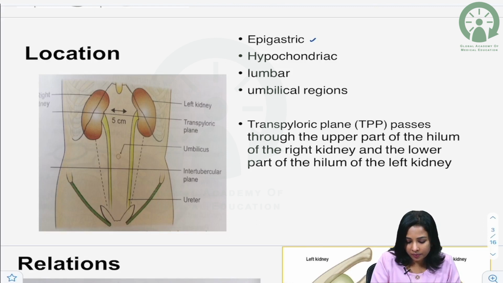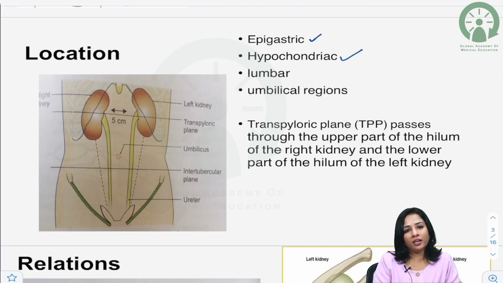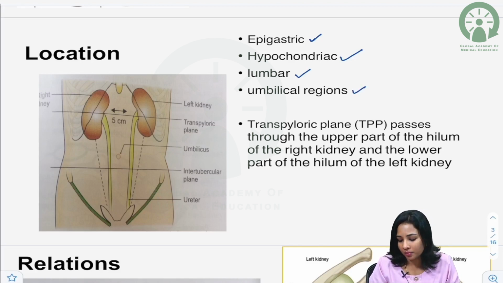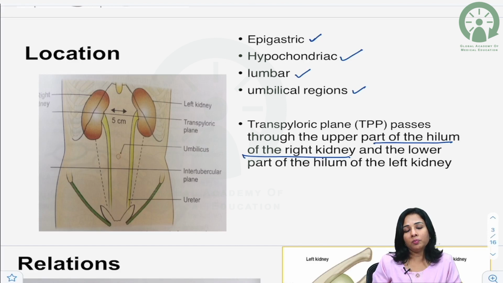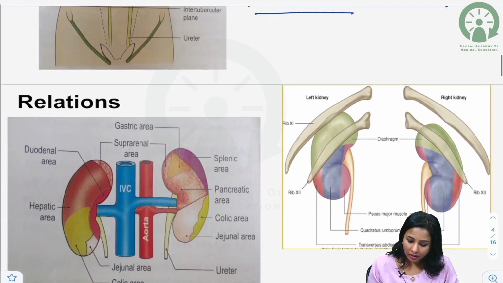We can see here the abdomen is divided into 9 quadrants. So epigastric, hypochondriac, that is the right kidney in the right hypochondriac, left in the left hypochondriac, lumbar region, and finally right and left lumbar regions, and umbilical region. Part of the kidneys are projected into the umbilical region. The transpyloric plane passes through the upper part of the hilum of the right kidney, because we know the right kidney is a little low. So the transpyloric plane passes through the upper border of the right kidney and the lower border of the left kidney.